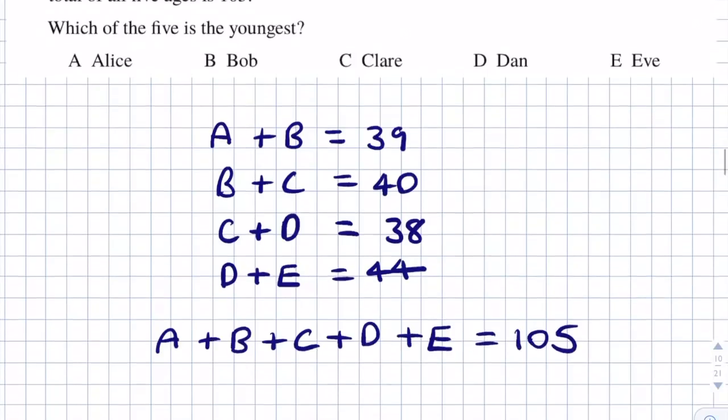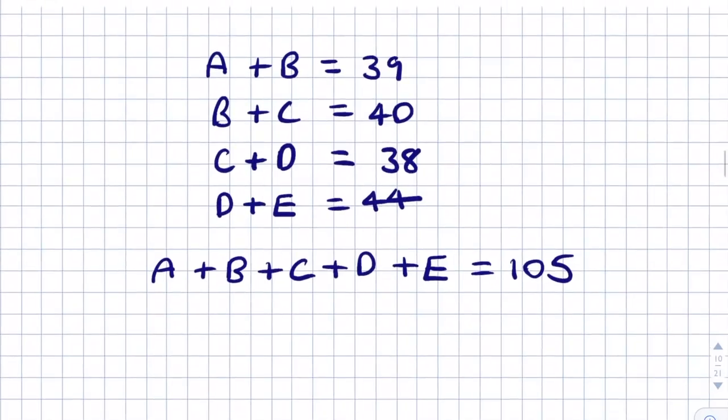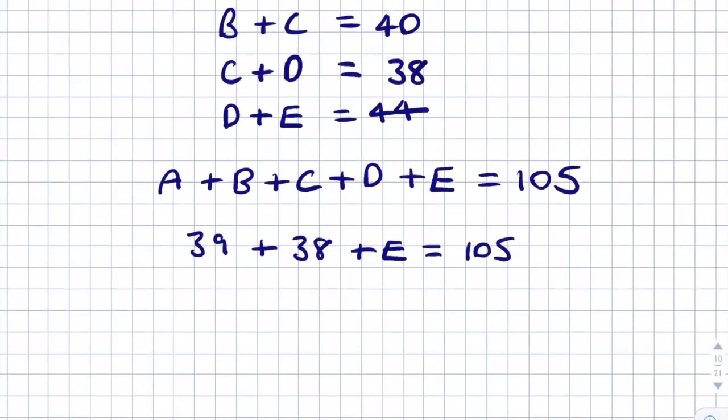Now what we can do is this final equation, which is equal to 105, we can replace the values of A plus B and C plus D with the values that we've got up here. So A plus B is equal to 39, C plus D is equal to 38, and then we've got E left over, and that's equal to 105. So now we've got an equation where we can solve for E and work out Eve's age.